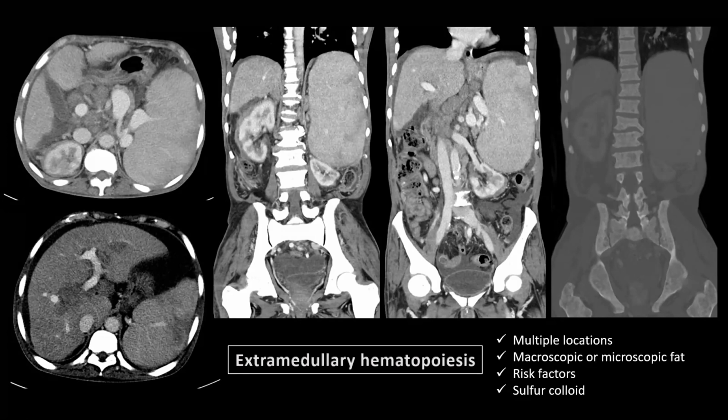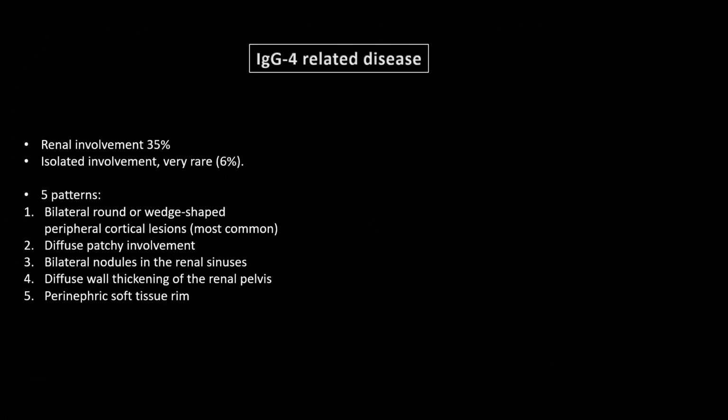Also, to be sure, we can ask for sulfur colloid scintigraphy to show the activity in this extramedullary hematopoiesis. A specific characteristic finding in this diagnosis is the presence of macroscopic or microscopic fat. But in this example, we cannot see any well-defined fat globule. Okay, moving on to the next differential diagnosis.